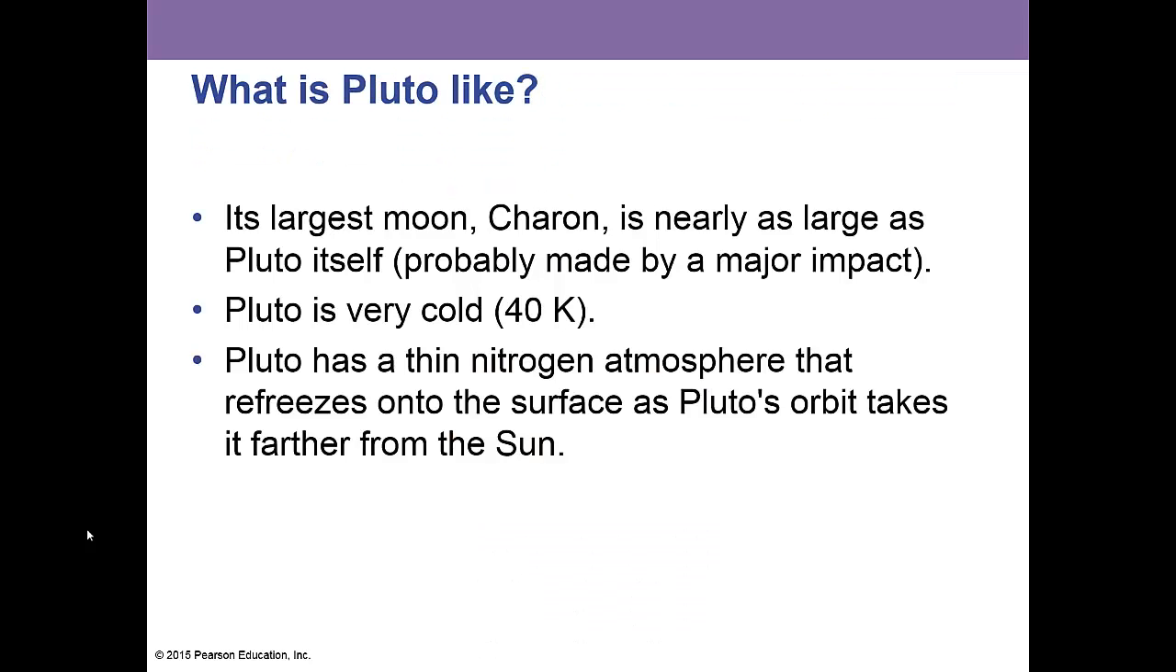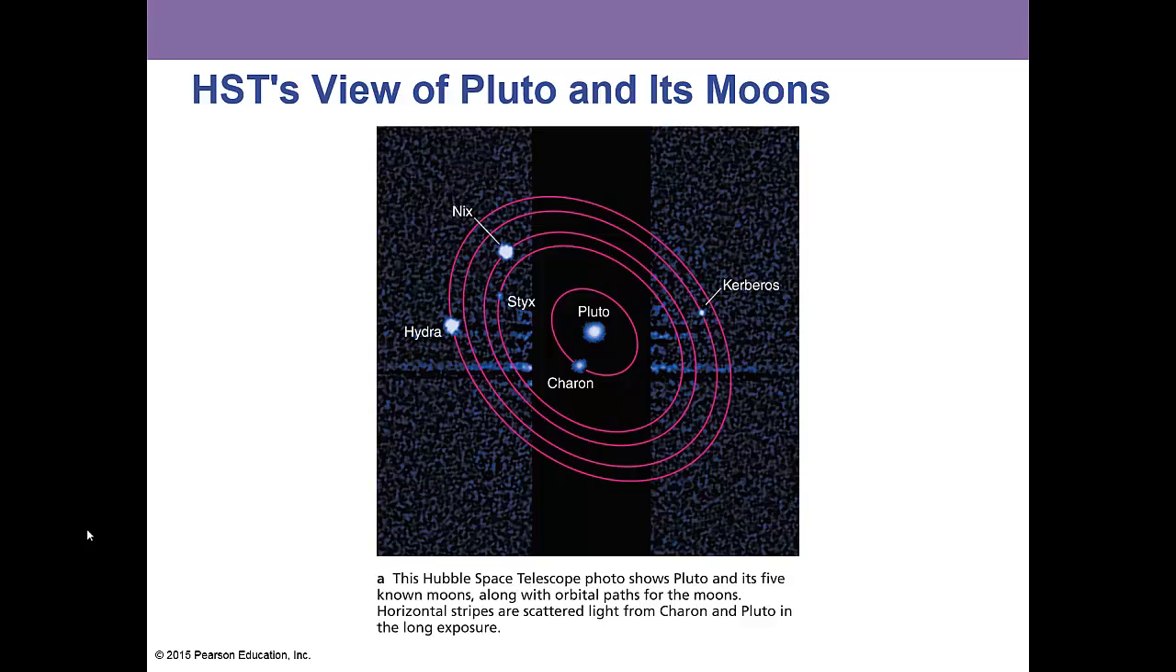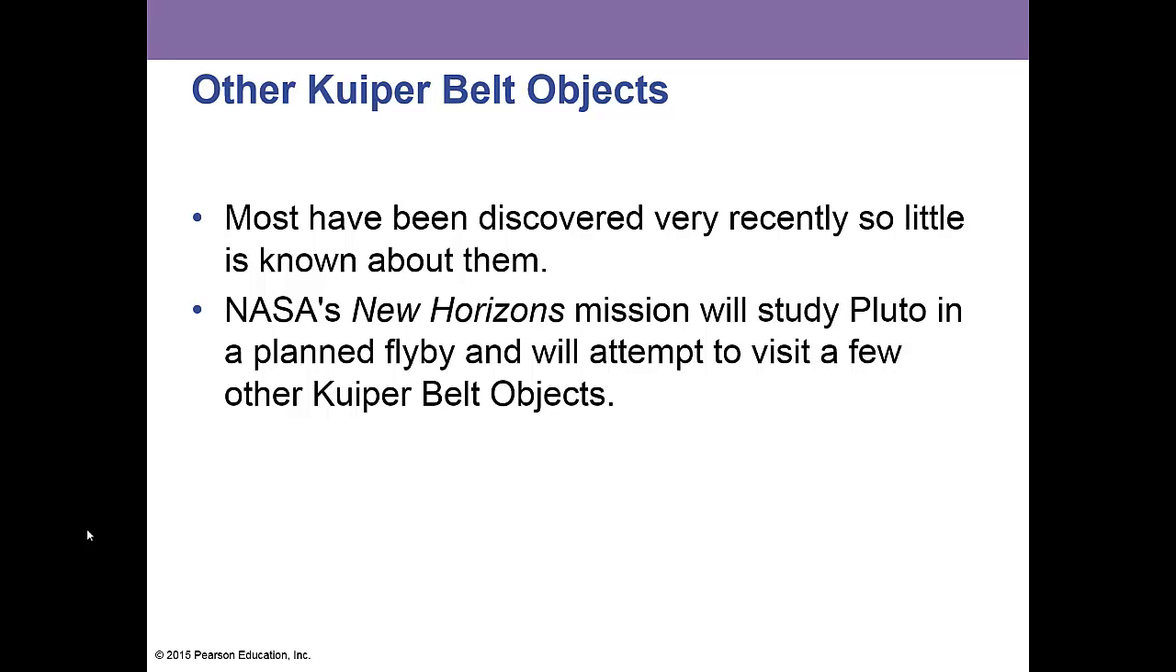So, what is Pluto like? Its largest moon, Charon, is nearly as large as Pluto itself, probably made by a major impact. Pluto is very, very cold and has a thin nitrogen atmosphere that refreezes onto the surface as Pluto's orbit takes it farther from the sun. Now, Pluto has 5 moons around it, maybe making it more of a candidate to be a planet. And in 2015, the IAU will revisit this vote they took on Pluto's candidacy for a planet. So we know that the New Horizons spacecraft will be visiting Pluto in 2015.